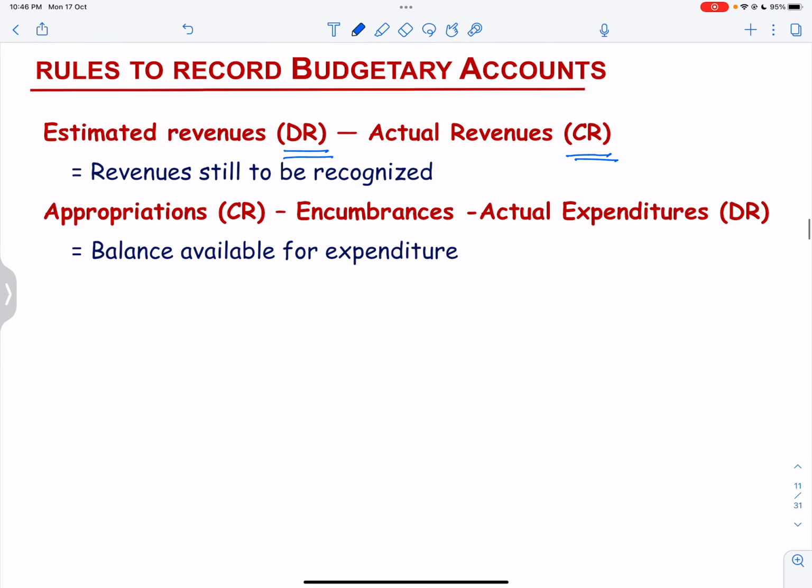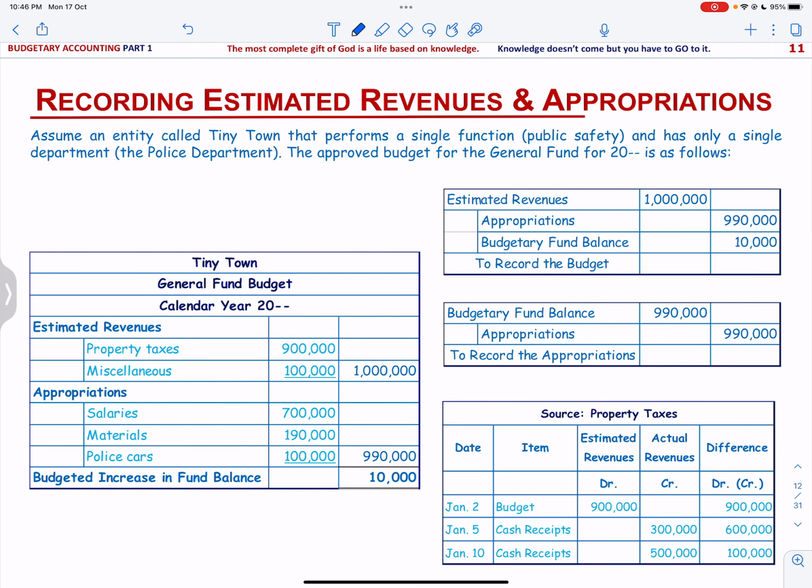Let us look into an example first of all. Assume an entity called Tiny Town that performs a single function, public safety, and has only a single department, the police department. The approved budget for the general fund is as follows. We have the estimated revenues, we have property taxes, we have miscellaneous, and then there are appropriations. So the general entry will be, estimated revenue is debit, and appropriations is credit for 990,000, and the difference is the budgetary fund balance, and this general entry is to record the budget.